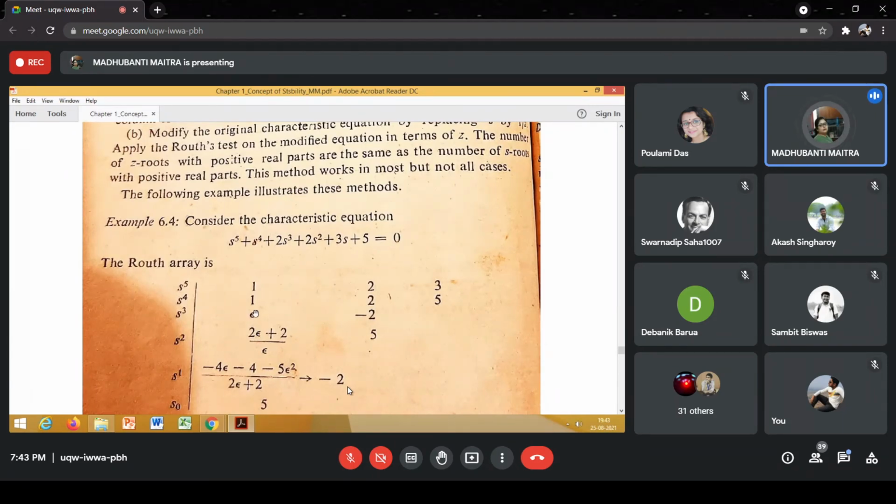Because to compute this term, we'll have to divide by the term appearing in the first column of this row, which is 0 in this case. So that is the problem. Yes, ma'am. So what is the nature of the problem? Look at this particular row. The first term is 0, but the second term is -2.